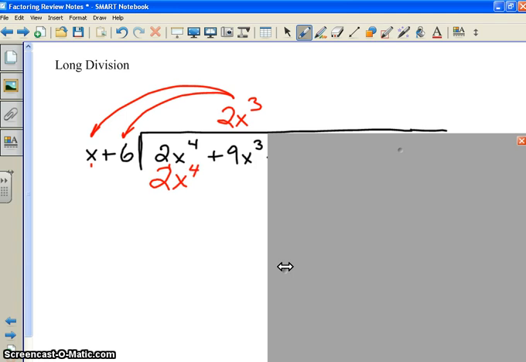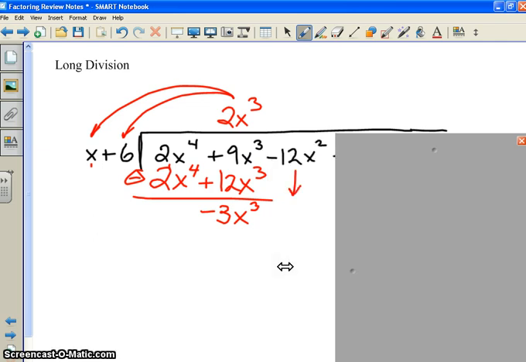2x to the 4th, 2x cubed times positive 6 is positive 12x cubed. And now I'm going to subtract. 2x to the 4th, take away 2x to the 4th is gone. 9x cubed, take away 12x cubed is negative 3x cubed. Next, I'll slide over to my next term and bring it down. Minus 12x squared. And now, I'm going to try to figure out what times x will make negative 3x cubed. Well, that would be negative 3x squared.